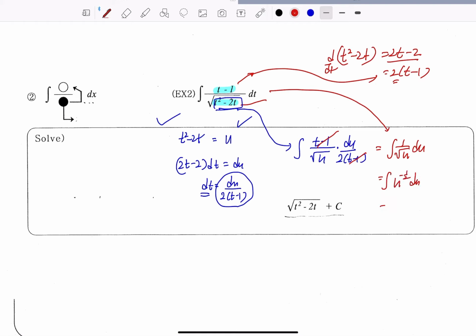Now we can use the power rule of integration. So 1 over negative 1/2 plus 1 times u to the negative 1/2 plus 1 power, plus c. The denominator is 1/2. 1 over 1/2 is 2 times u to the negative 1/2 plus 1, which is the 1/2 power, plus c.